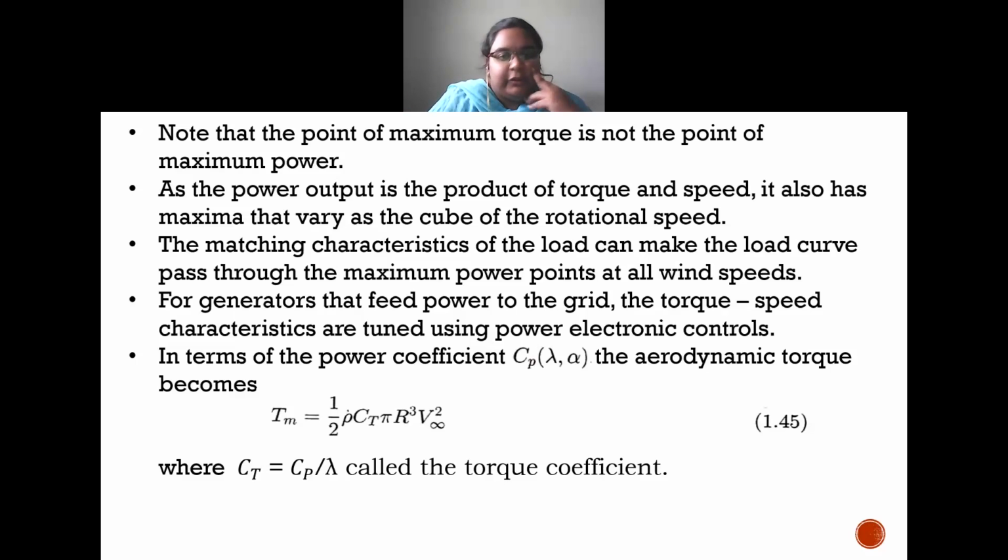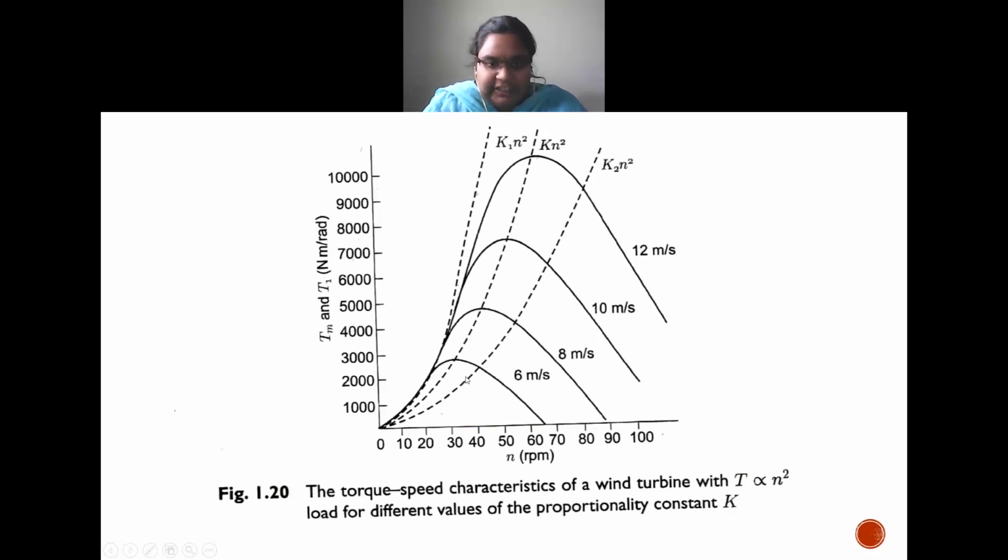In terms of power coefficient, the aerodynamic torque becomes... he's just writing the same equation in terms of the power coefficient. Here he has introduced a new coefficient called the torque coefficient Ct, which is nothing but Cp by lambda. Cp is the power coefficient and lambda is the TSR ratio. So this is the torque speed characteristics.